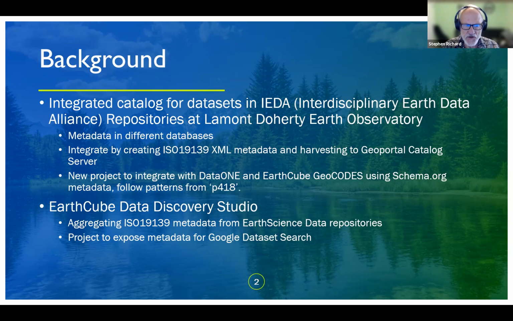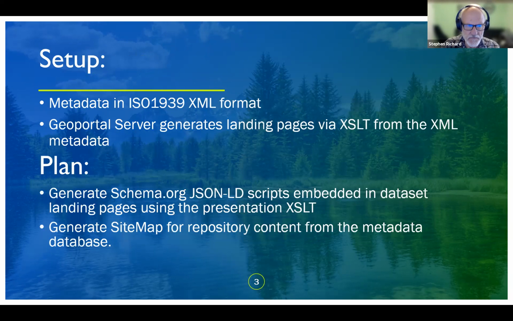Following that, there was an EarthCube project called the Data Discovery Studio, where we were aggregating a lot of ISO metadata, again, using the GeoPortal server catalog. But this was a situation where we were harvesting metadata from a lot of different earth science data repositories. There's currently about 1.6 million records in the catalog. And what we wanted to do was expose the metadata in that repository for Google dataset search. So again, using schema.org metadata. So in both cases, we had ISO metadata that we wanted to get into schema.org from an existing system. So that was the setup.